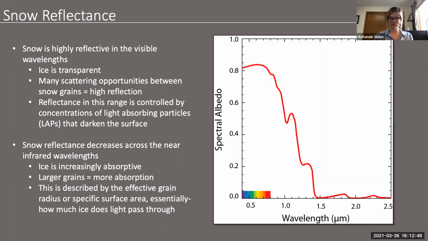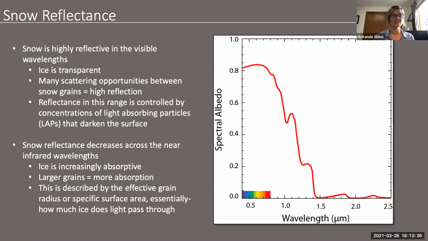Everyone who's ever looked at snow knows this: snow is really reflective in the visible wavelengths. It's actually one of the brightest natural surfaces on Earth, reflecting up to 99% of incoming sunlight. That's because in the visible wavelengths, ice itself is transparent, and snow is made up of many small grains. So there are a lot of scattering opportunities between the snow grains, which means a lot of reflection opportunities. Light enters the snowpack and just gets scattered back out.